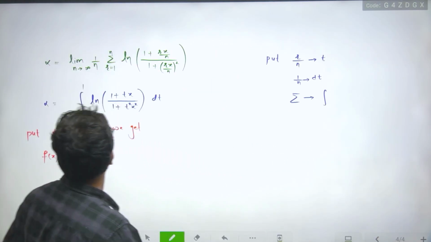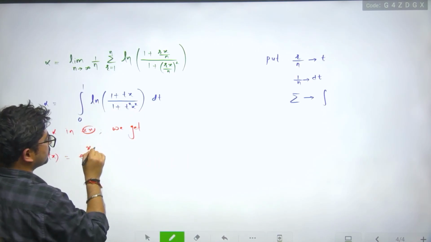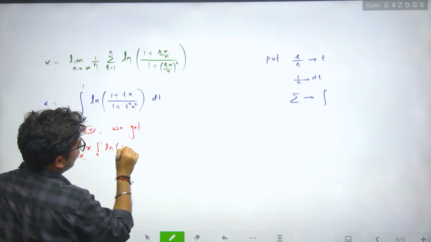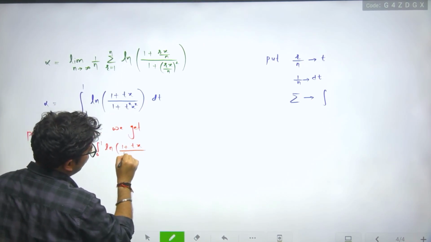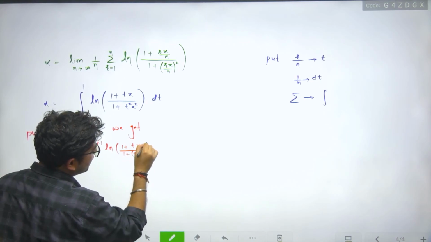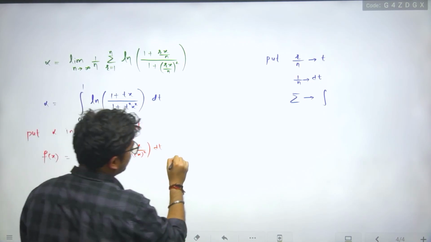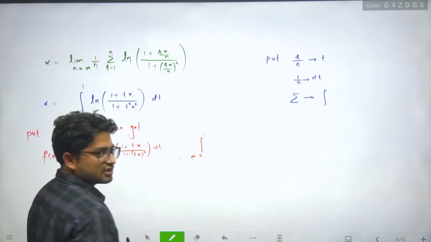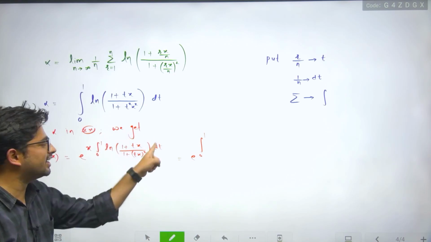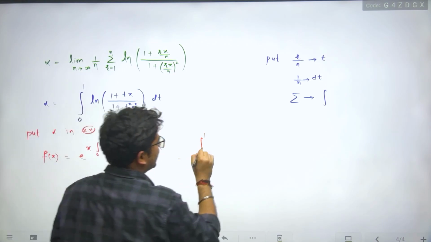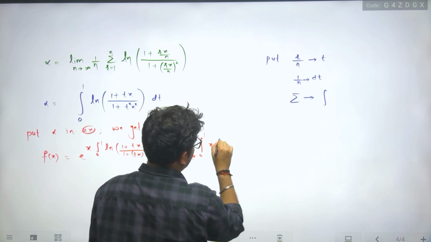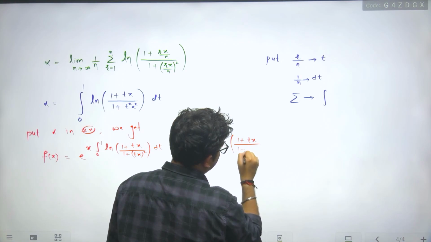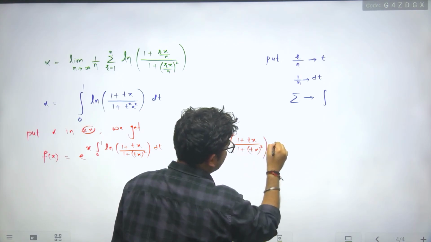So we get f of x is equal to e power x into alpha, that is x into the integral from 0 to 1 of ln of (1 plus tx) upon (1 plus tx) whole square, into dt. You can take this x inside your integration because we are integrating with respect to t. So that is x into ln of (1 plus tx) upon (1 plus tx) whole square dt.